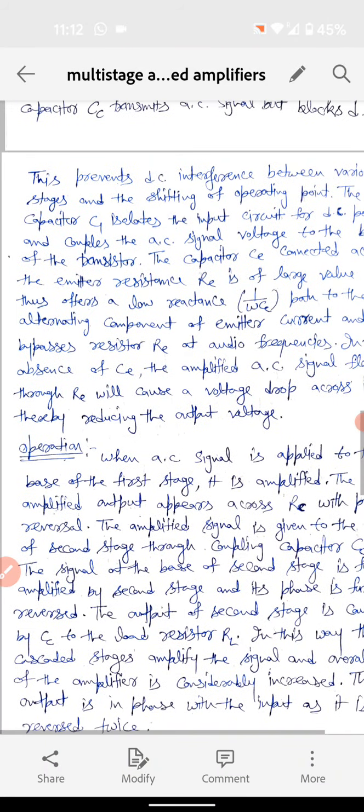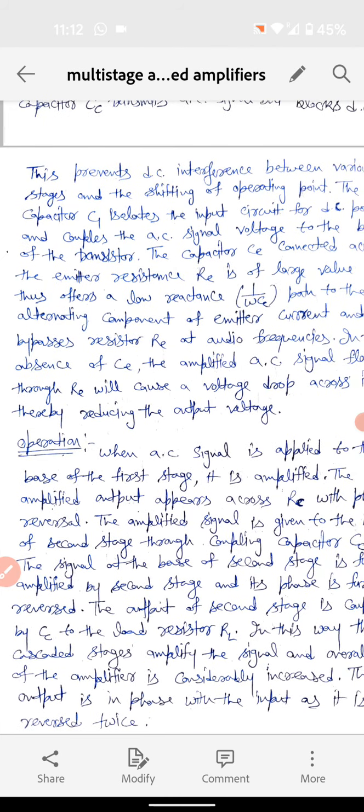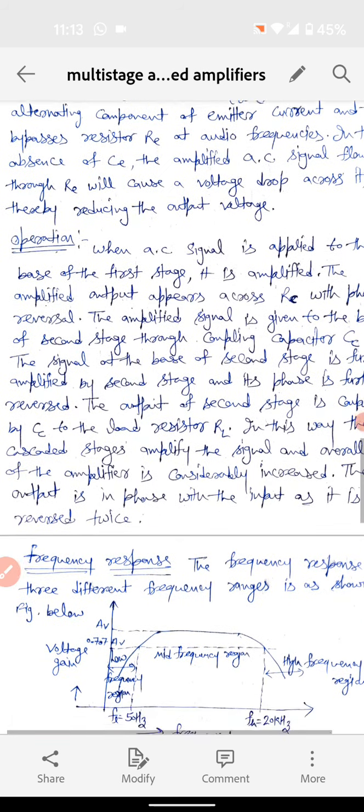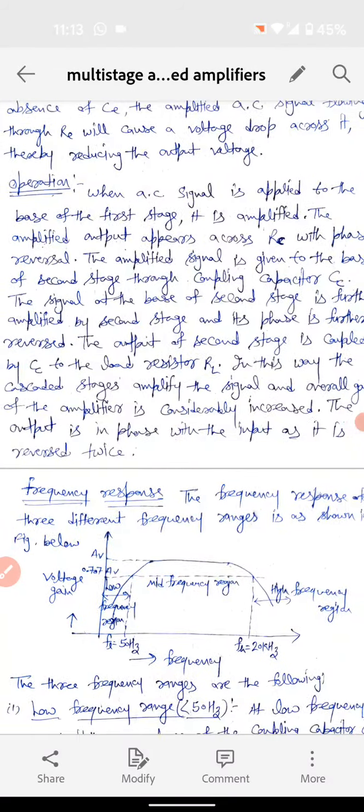So this is the information about all these components: why we have used them in that circuit, what each component is doing and what each component is capable of. These are the things you need to remember. Then its operation, how this amplifier will work.